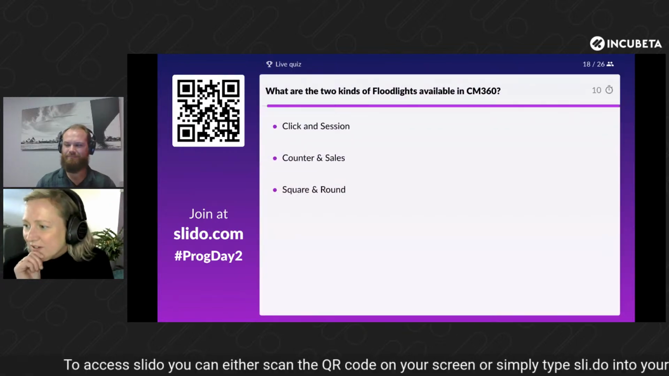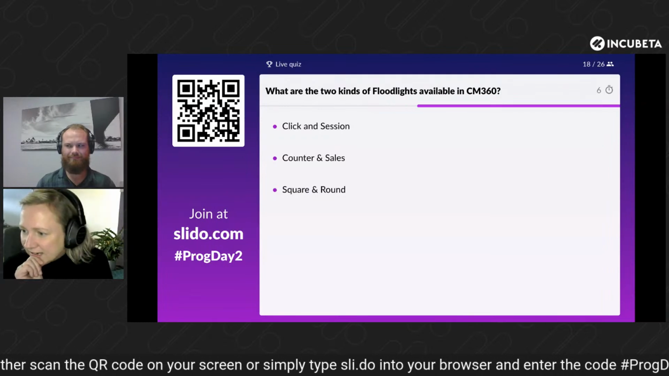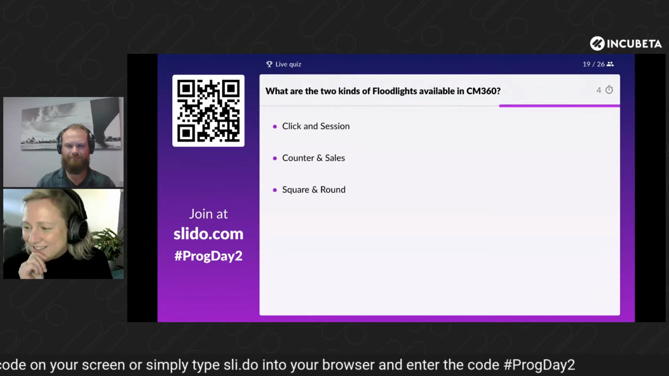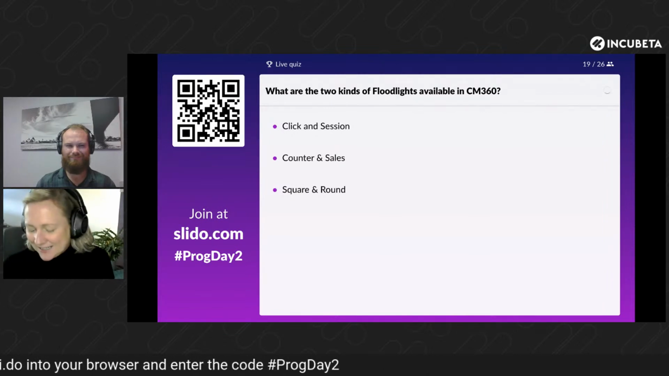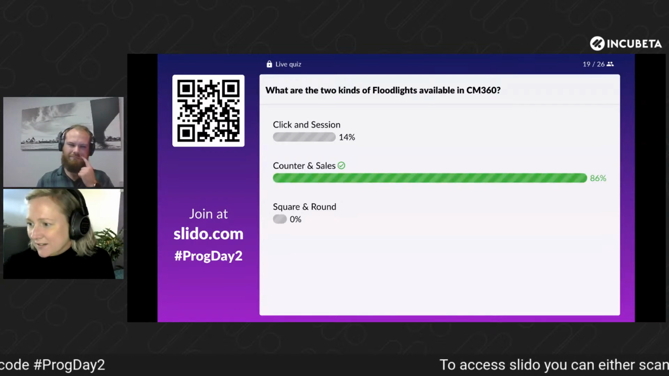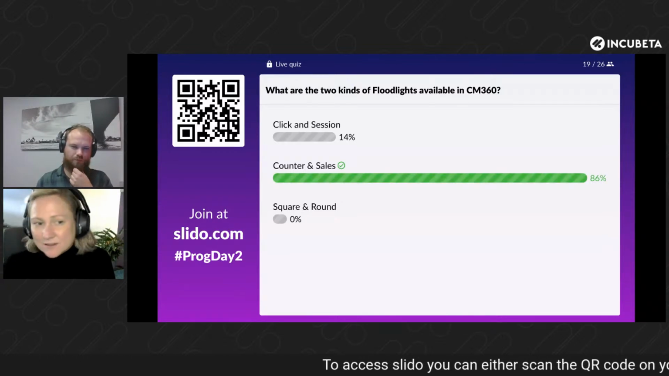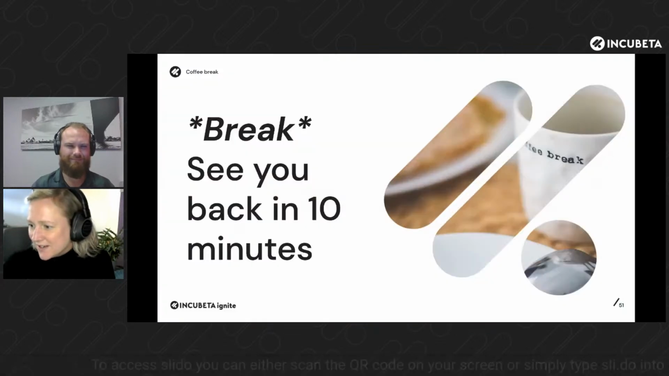What are the two kinds of floodlights available in CM360? Are they click and session, counter and sales, or square and round? I vote for that one. Let's see. Counter and sales. 86% got that correct. Thankfully, no one went for square and round.